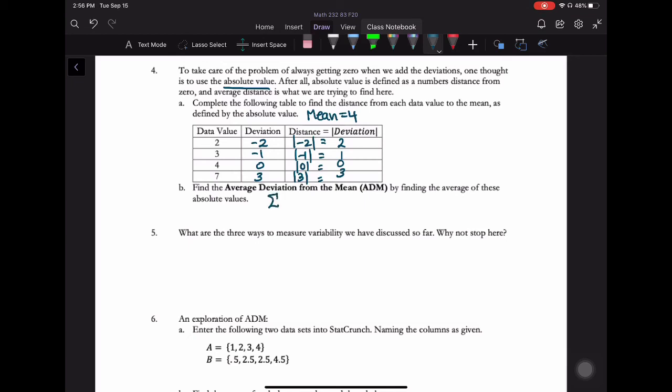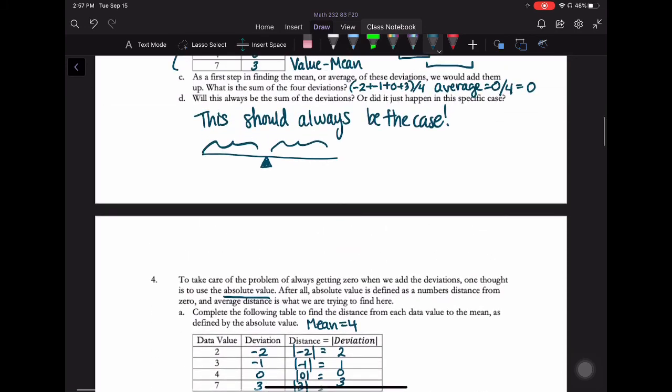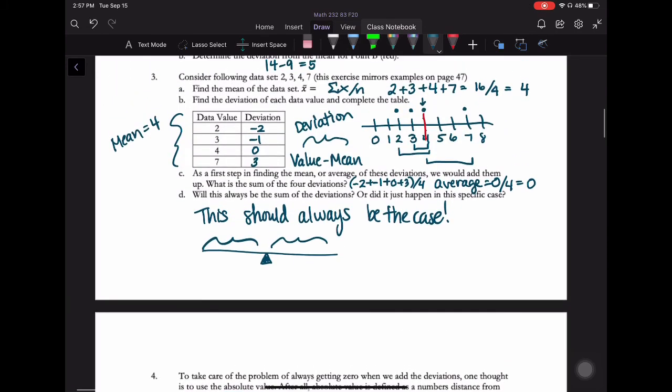Remember, my average is the sum of all the values divided by n. That means I have 2 plus 1 plus 0 plus 3 divided by 4. The numerator is 6 divided by 4 gives me 1.5. Now that gives me a little bit of a value. Looking back at my number line here, on average, the distance from this mean here is about 1.5. The one on the right-hand side is further out. The ones on the left-hand side are closer together.